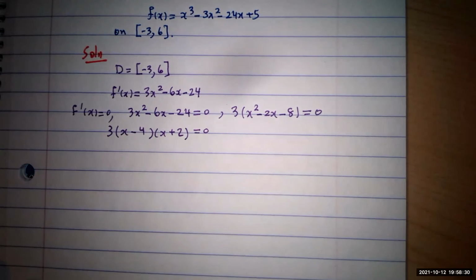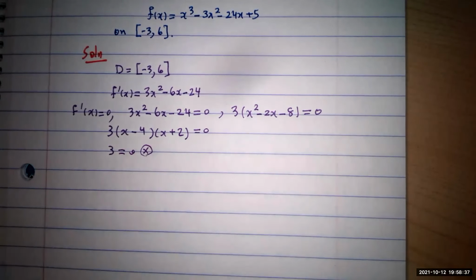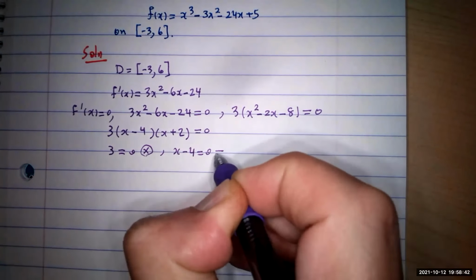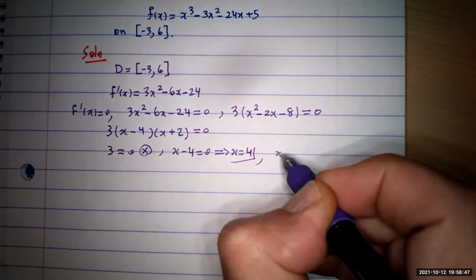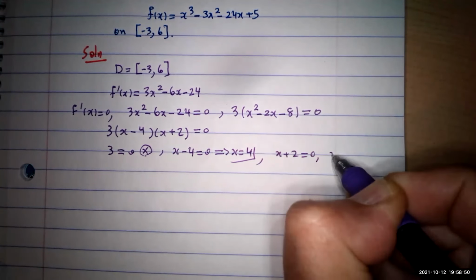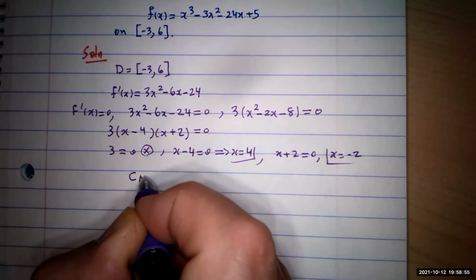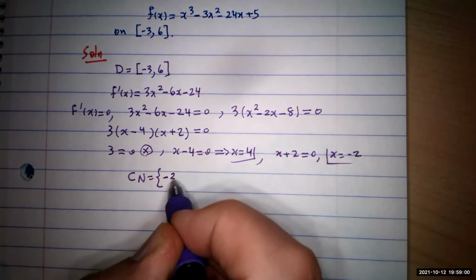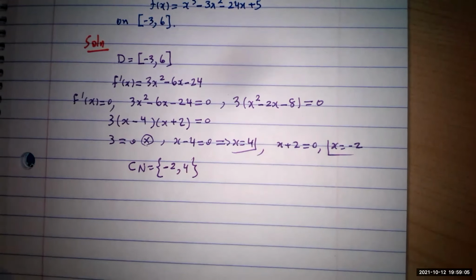Now you let each factor equal zero. You know that 3 never equals zero, because it is a number. x minus 4 equals zero gives x equals 4. That is one number. The other one, x plus 2 equals zero, gives x equals negative 2. So your critical numbers are negative 2 and 4.